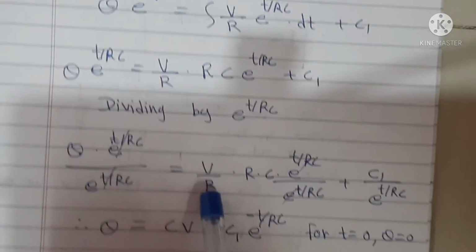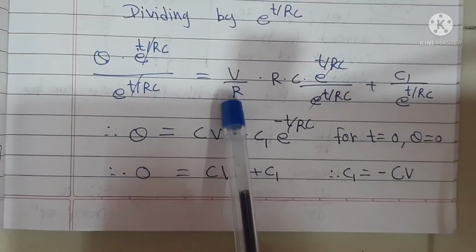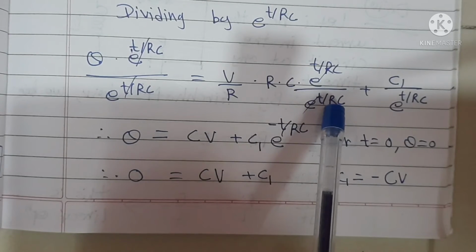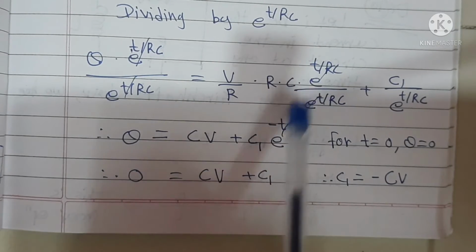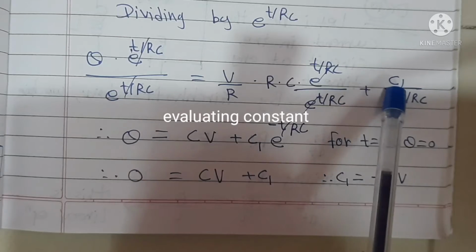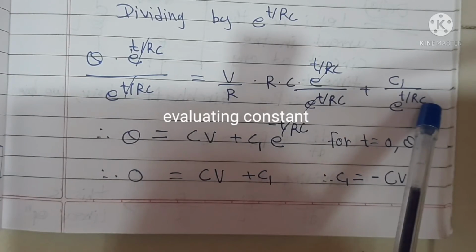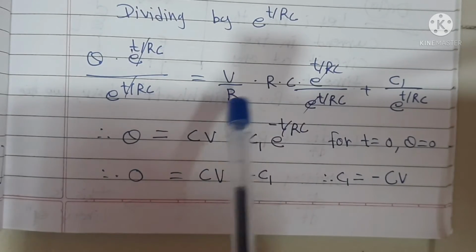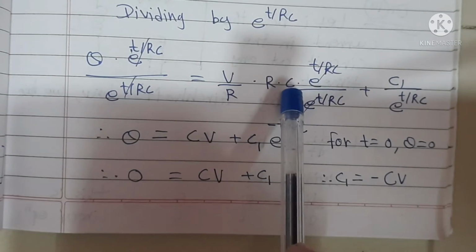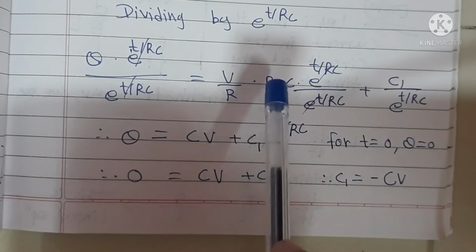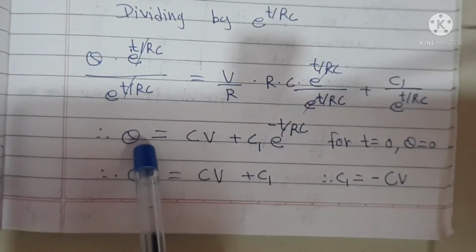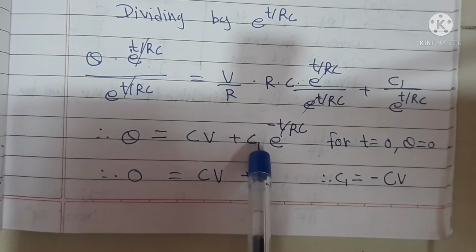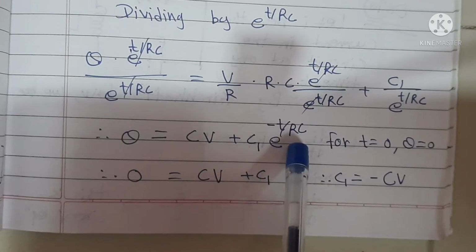R and R get cancelled. Now simply observe this step. R and R get cancelled here. Also C as it is, and e raised to t upon RC over e raised to t upon RC also gets cancelled, plus C1 into e raised to t upon RC. These terms get cancelled, then we get V upon R into C plus C1. Therefore Q is equal to CV plus C1 e raised to minus t upon RC.